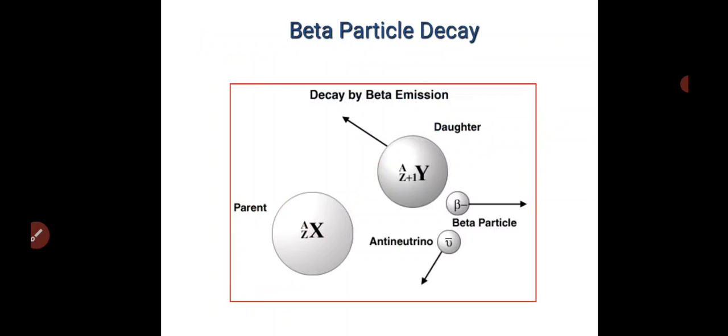Then the same thing, this is a schematic diagram of how a parent nuclide undergoes decay to a daughter nuclide and forms a stable end product. See, the end product here is a beta particle and antineutrino.